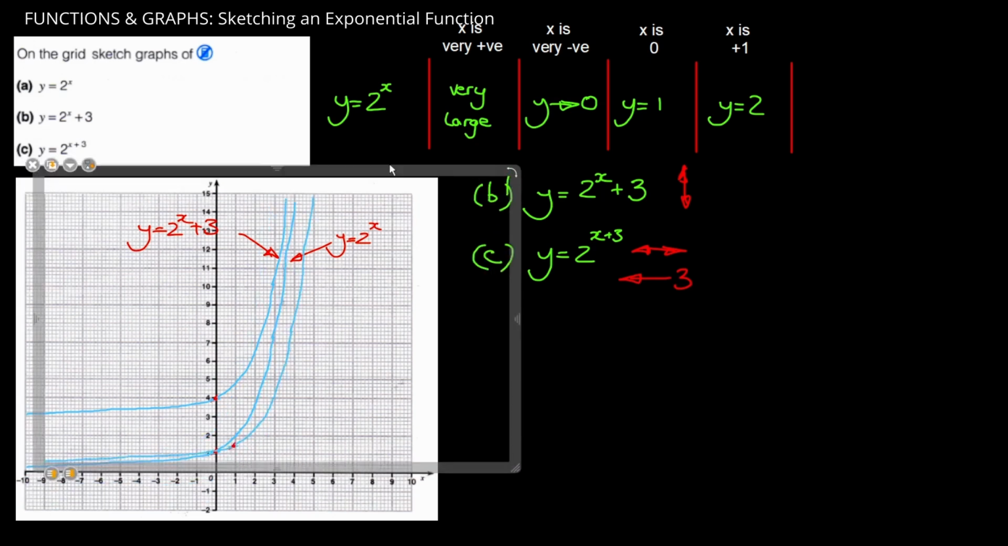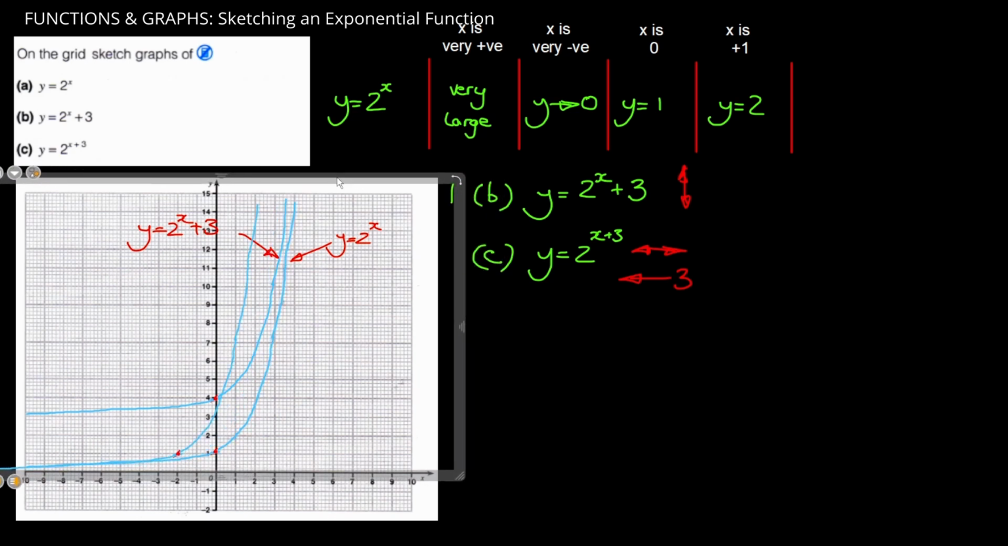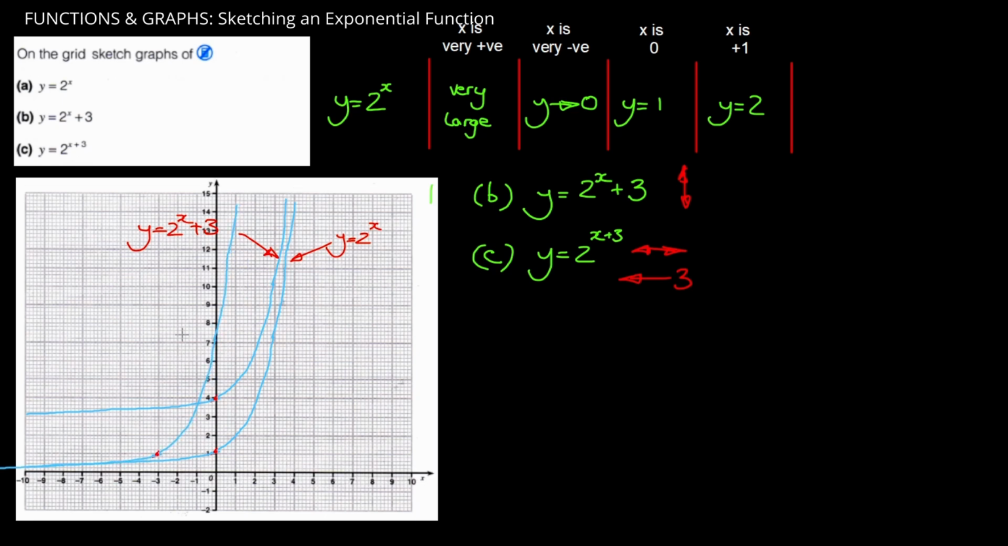So I've picked the graph up now, and I have to move the red dot, which is where 0, 1 used to be, and I have to move it 1, 2, 3 units to the left to there. And there we have it. This is the curve of y is equal to 2 to the x plus 3. And that's your answer.